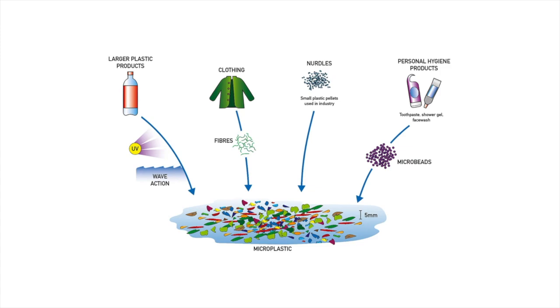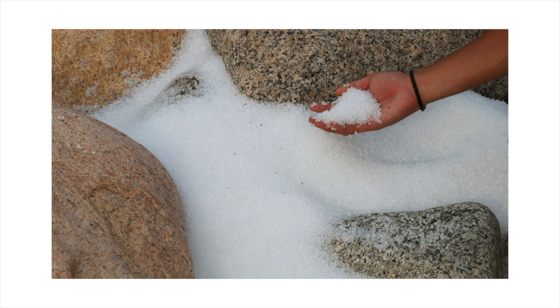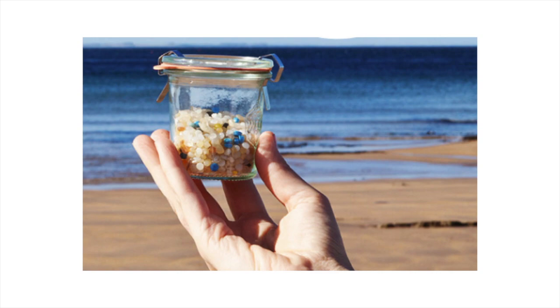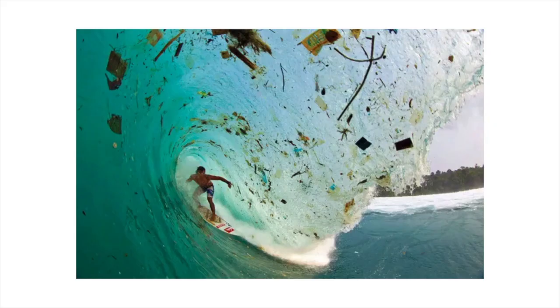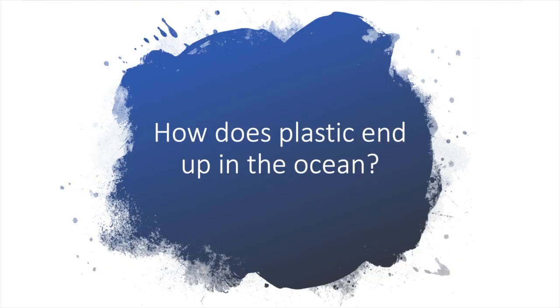Then we have nurdles. So nurdles are plastic pellets used by the industry to make nearly all our plastic products. So they are basically the building block of any plastic product. So we will focus today on microplastic pollution in the ocean. But how does plastic end up in the ocean?